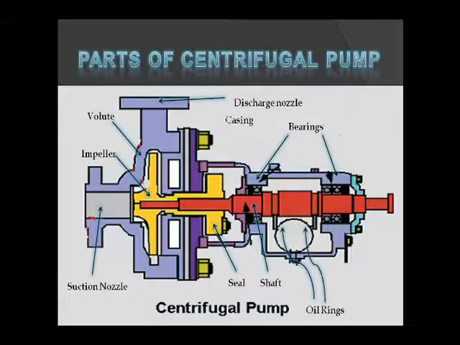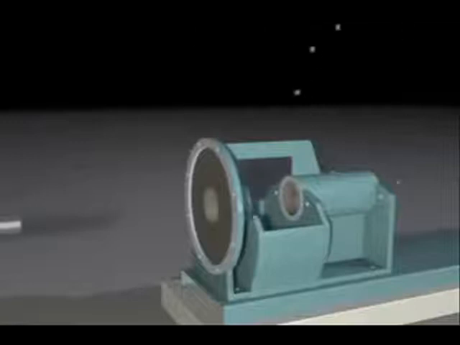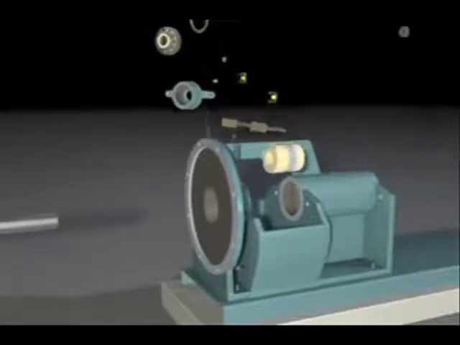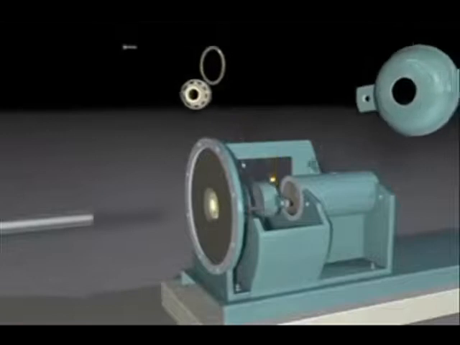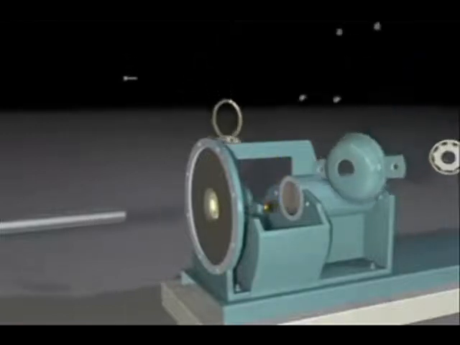At last there is the casing of the pump. The pump casing provides a pressure boundary for the shaft and impeller. Assembling of the different parts of a centrifugal pump is also necessary. In this video, you can see the assembling of the parts of a centrifugal pump.